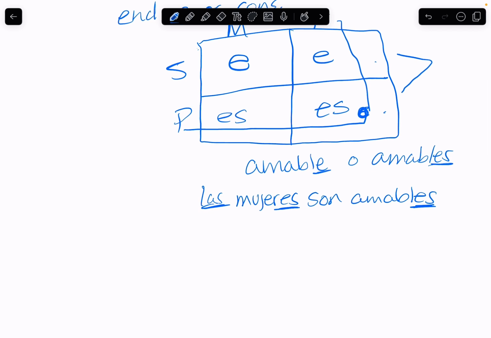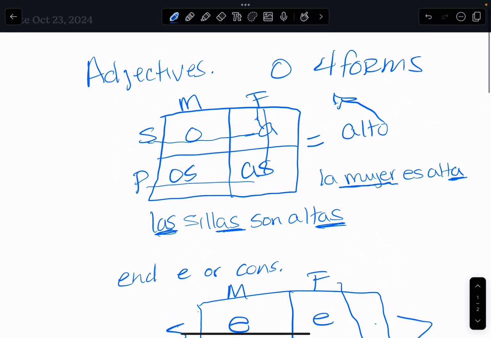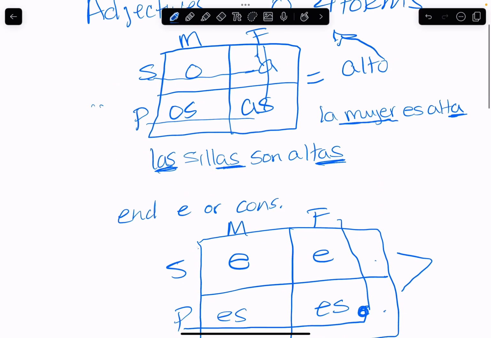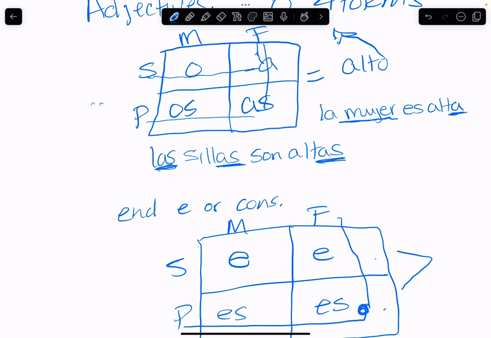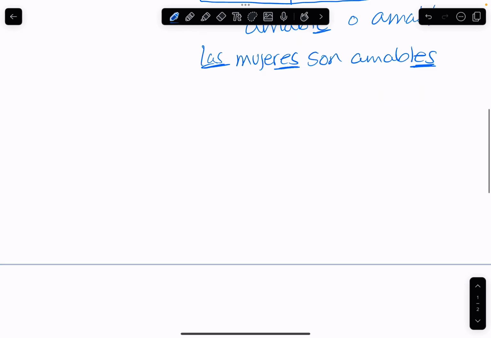So then you have adjectives of nationality, which also have 4 forms. So they look like this up here. And you get to remember those. Okay, so what's the next part?